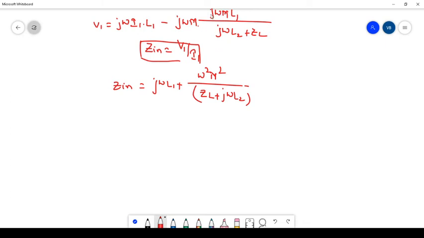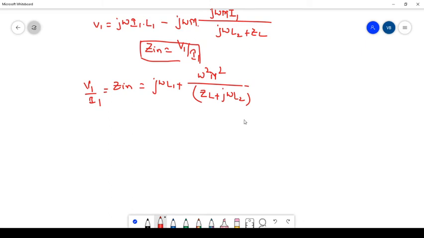Here j square is minus 1, so this will become plus. Omega into omega gives omega square M square. Take I1 as common, since this term and the other both have I1, and that moves to the other side. V1 by I1 equals Zin, and here j omega L1 plus this term.